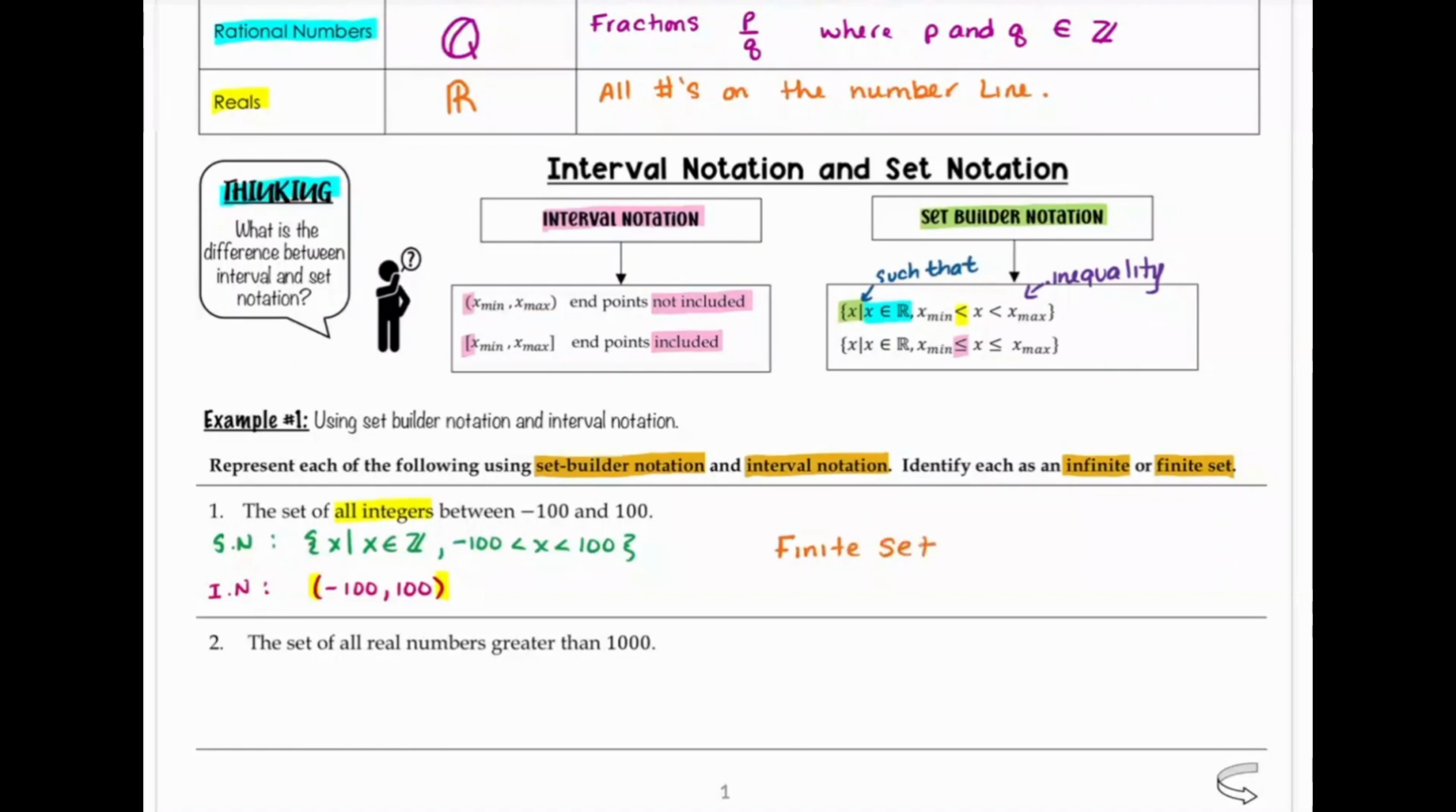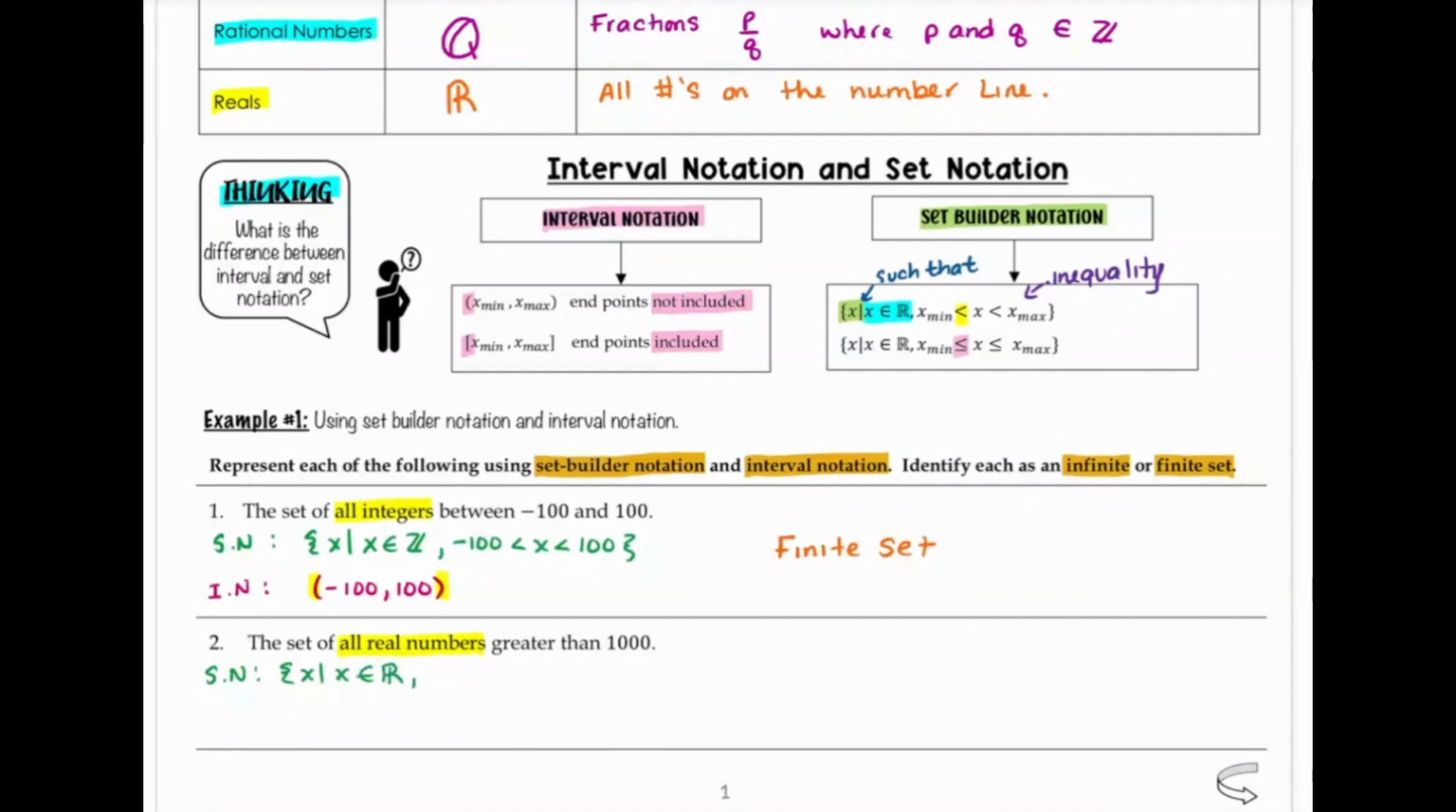Number two, we have the set of all reals greater than 1000. So using set notation, we're going to say curly brace, X such that X is an element of the reals, comma.